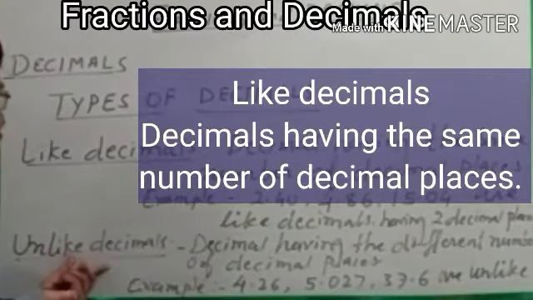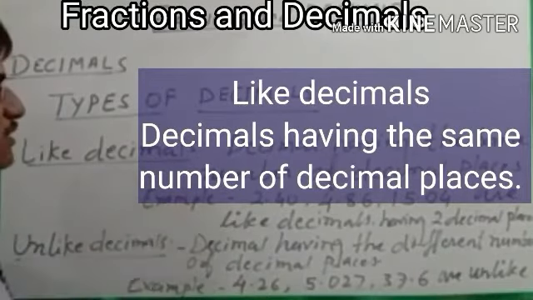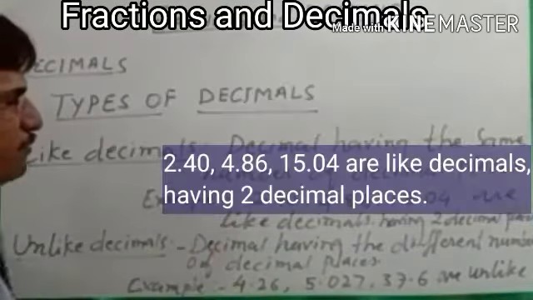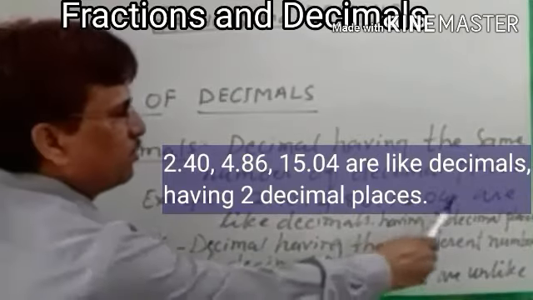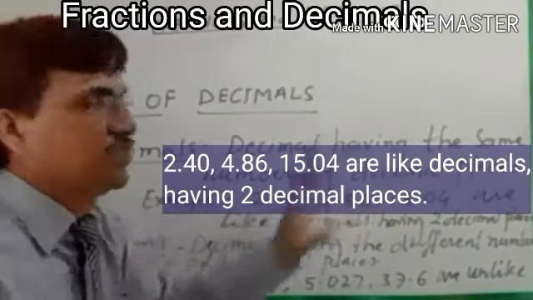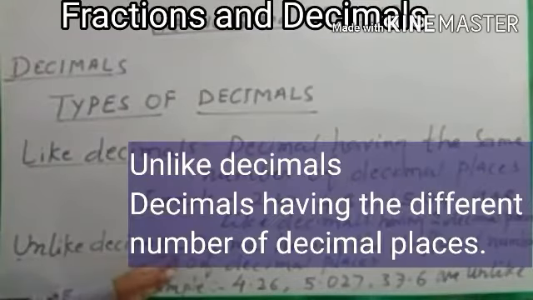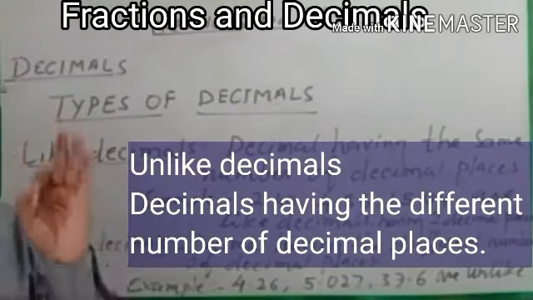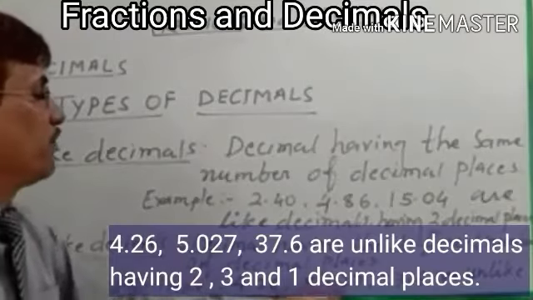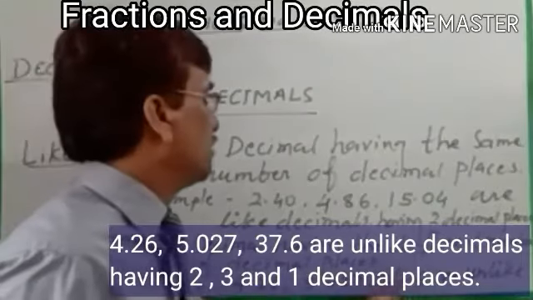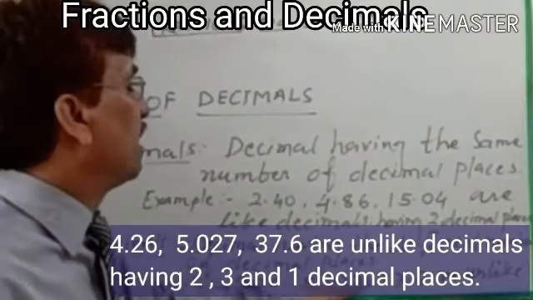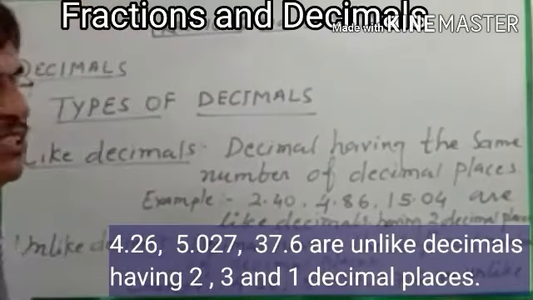Now, types of decimals: like decimals and unlike decimals. Like decimals are decimals having the same number of decimal places. Example: 2.40, 4.86, 15.04 are like decimals having two decimal places. Unlike decimals are decimals having a different number of decimal places. Example: 4.26, 5.027, 30.376 are unlike decimals having 2, 3 and 1 decimal places respectively.